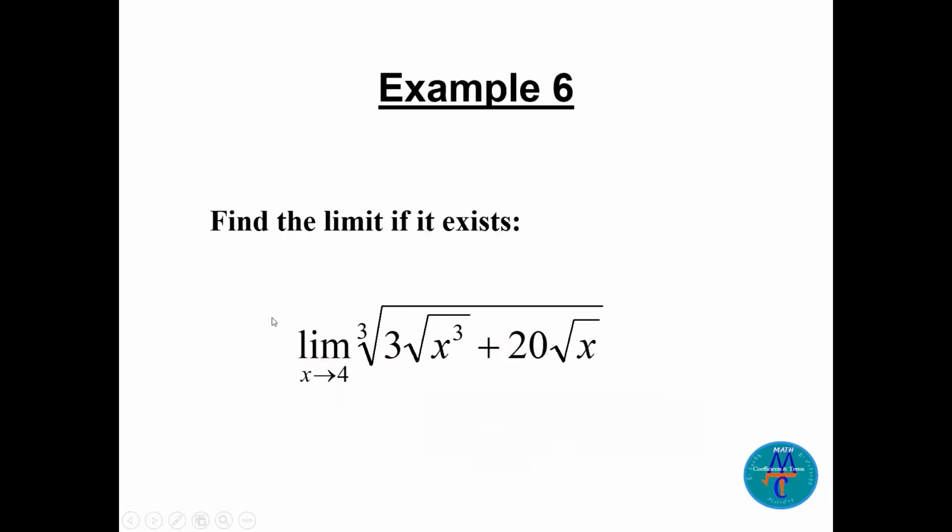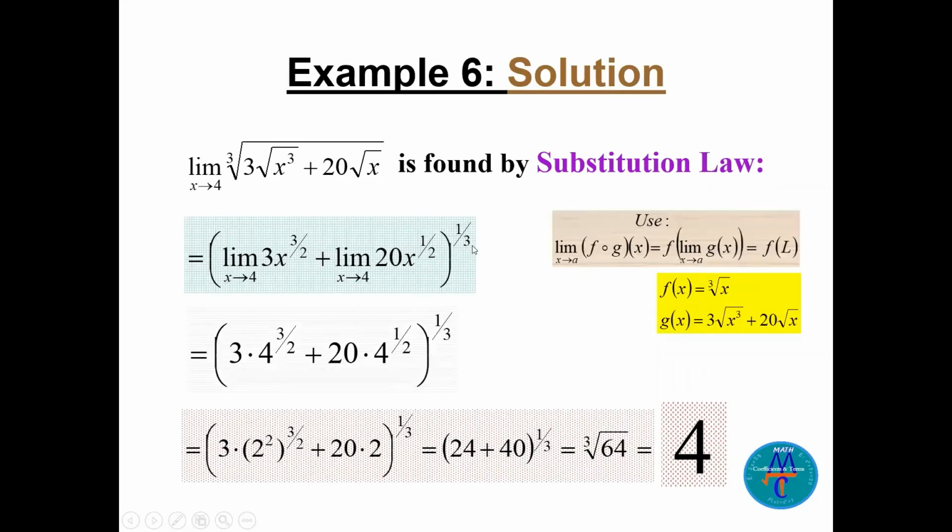Let's take an example here. Find the limit of the cube root of, inside, we have 3 square root of x cubed plus 20 square root of x. How can we find the limit of this as x goes to 4? We can take the big function, the outside function, the cube root of x, as a function f. So this is the cube root of all this as x. The inside one is g, 3 square root of x cubed plus 20 square root of x. This is the g function.